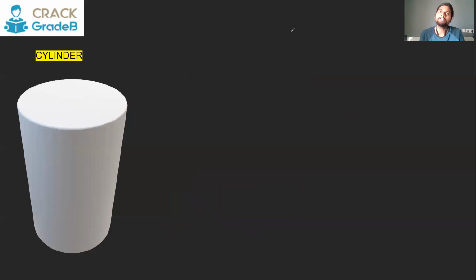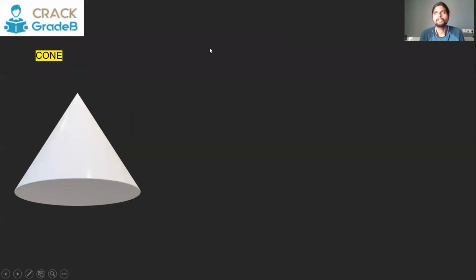Okay, let's see the next important figure for us. That is the cone. Now cone, as you can see in this figure, will have three parameters to measure. One will be its perpendicular height. Perpendicular height means the height from the vertex to the bottom circle center. That height is called h.